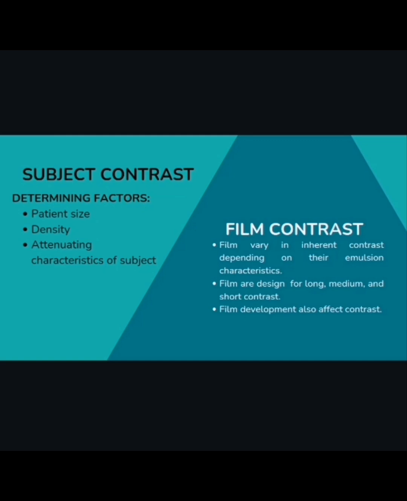And there are determining factors of subject contrast. First is patient size. With increased total thickness of tissue traversed by the X-ray beam, there are more atoms available. Next is the density. With higher density, more electrons are present per cubic centimeter of tissue. And lastly, we have the attenuating characteristic of the subject. Attenuation is higher per centimeter of bone than per centimeter of soft tissue.